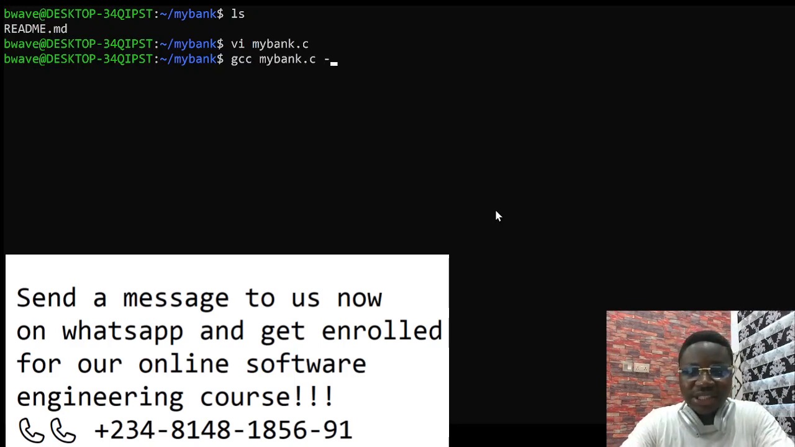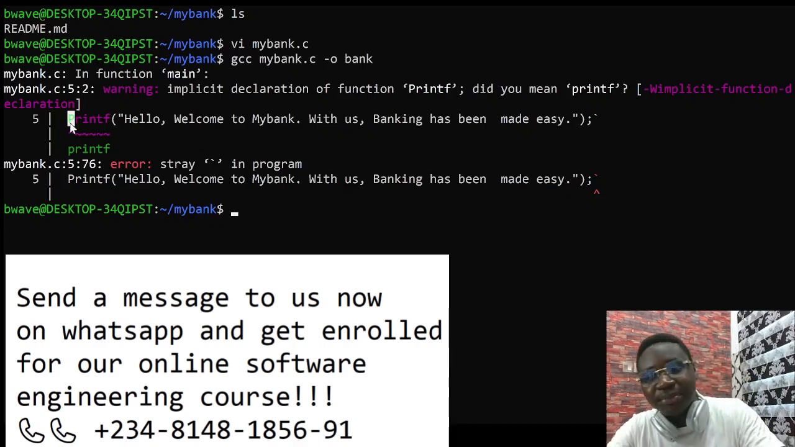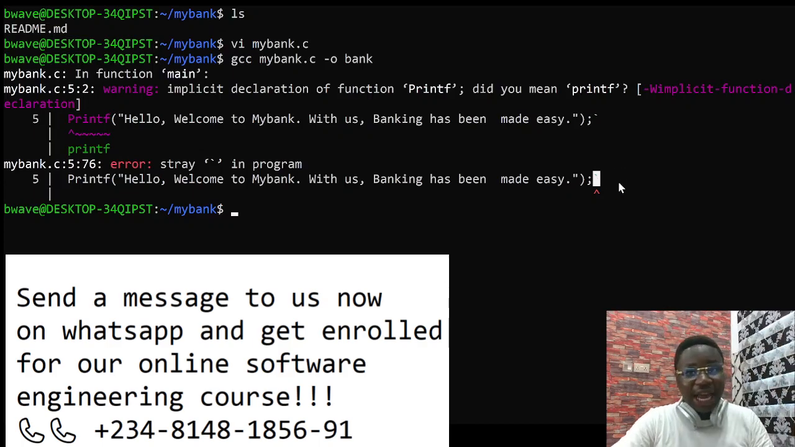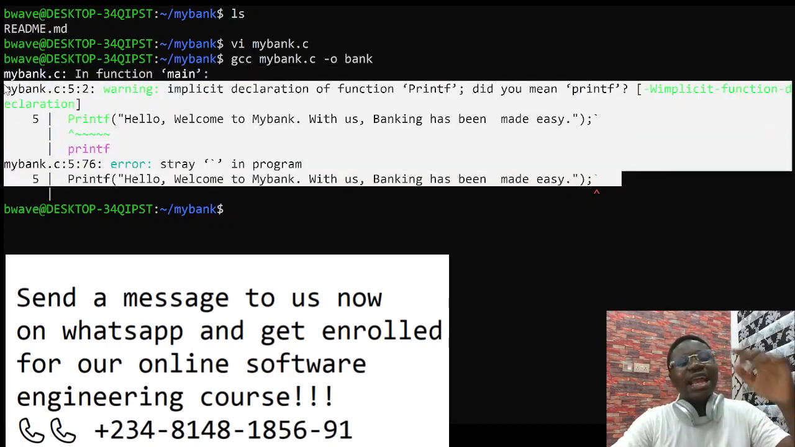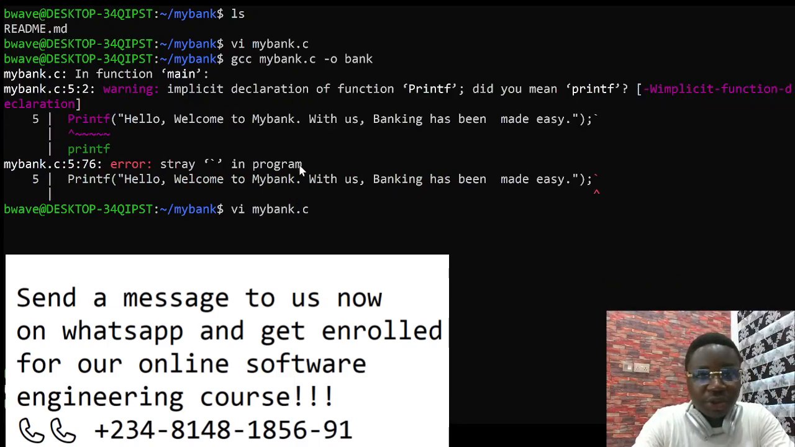GCC mybank.c, let's put an output file and call this bank. Let's try to compile this. You can see we already have errors from even this first line. And what's the problem? I deliberately put a capital letter P and printf is supposed to be a small letter p. And then we have this small typo error here. One line, but look at the errors we have. Now imagine someone decides to write like 20, 30 lines before testing his code. They will not be able to spot out where the error is.